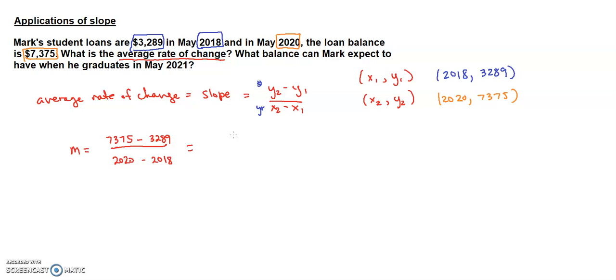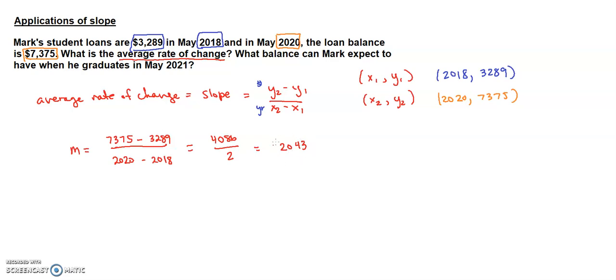Okay, and you can go ahead and put all this in your calculator if you want to do the intermediate step, which might be a good idea. The top is going to be 4086, and the bottom is going to be 2. And then when you divide that out, you're going to get 2043. Okay, so you identify your two sets of data points, make them into coordinate points, x1, y1, x2, y2, and you put it into the slope equation.